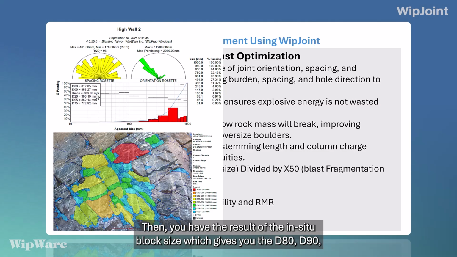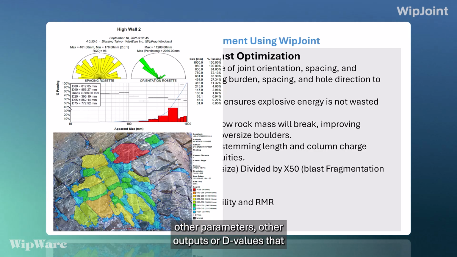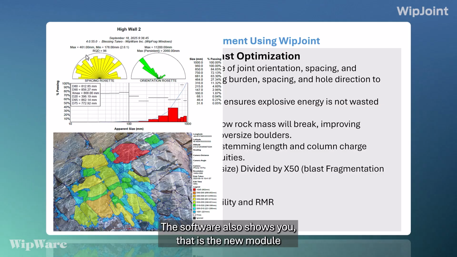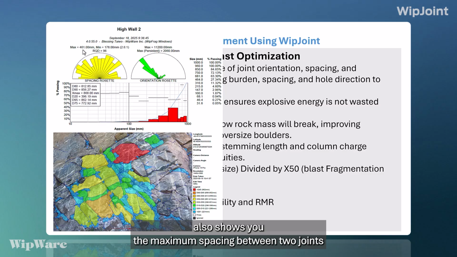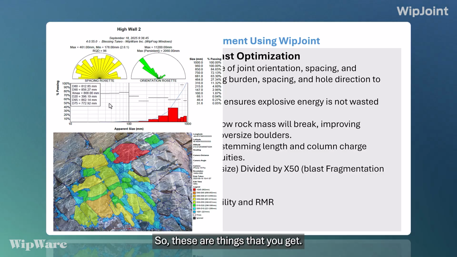Then you have the result of the in-situ block size, which gives you the D80, the D90, and the Xmax, and you can also include other D values that you want from the result. The new module also shows you the maximum spacing between two joints on a plane of scan line, and the minimum, then the ratio. So these are things that you get.